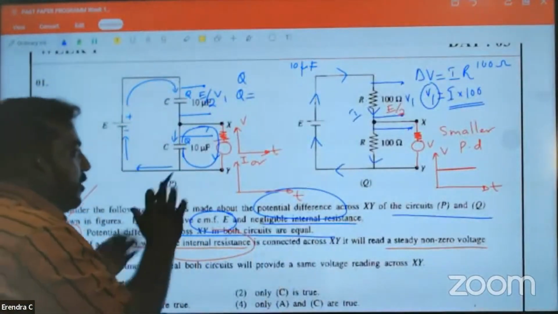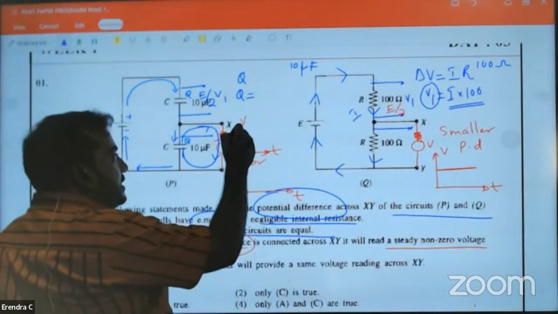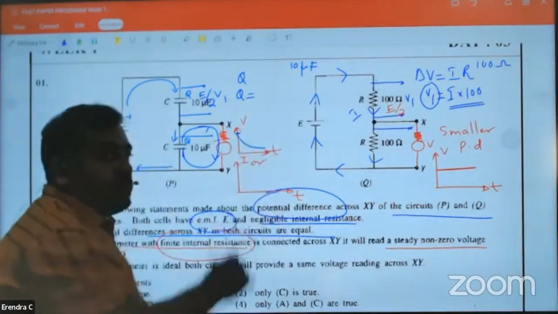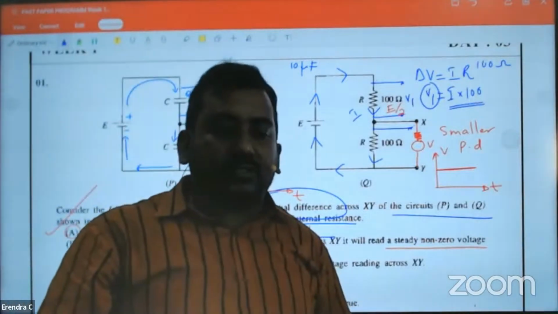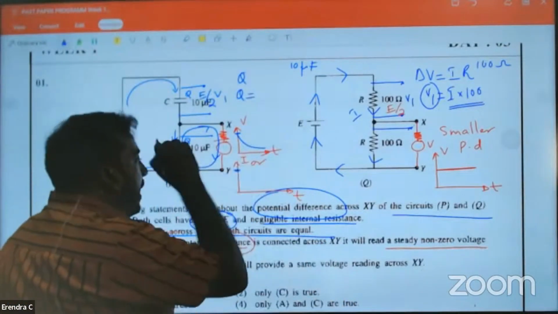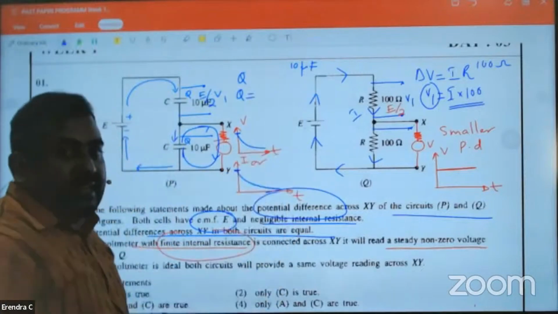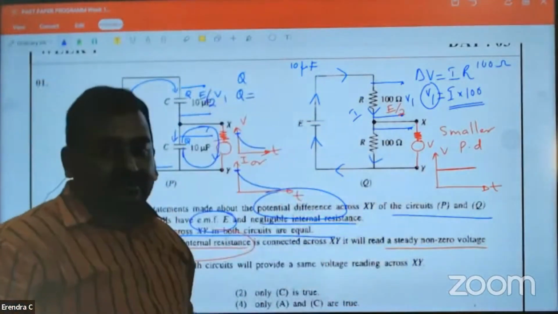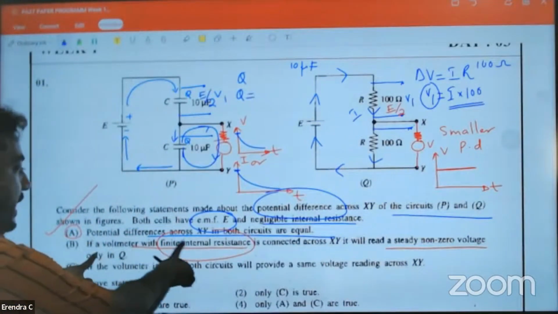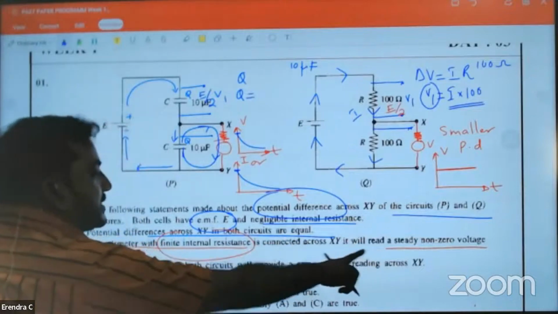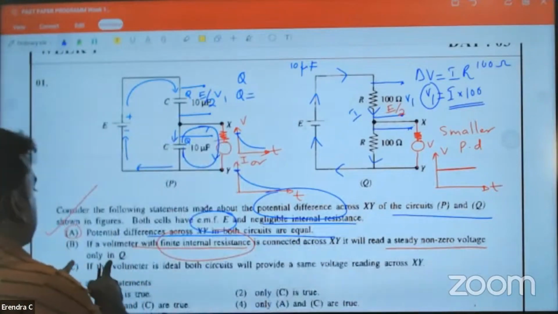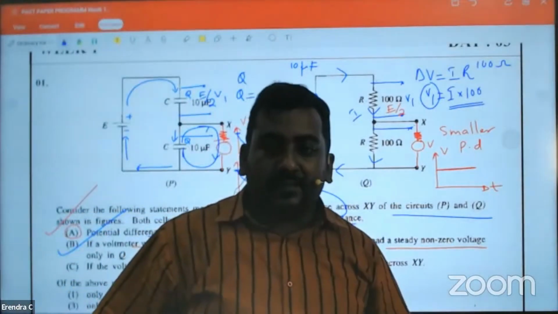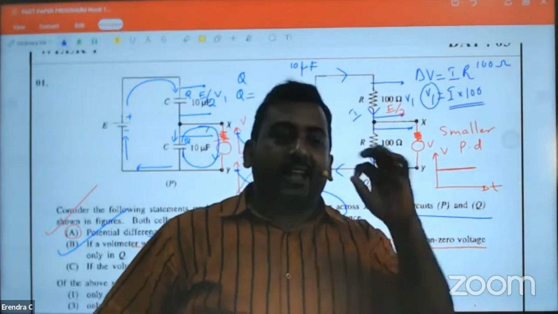Discharge is taking place means there is a capacitor. So remember, the voltage will suddenly reduce. Now, is it going to be steady or non-steady? It is non-steady. If a voltmeter with finite resistance is connected across X, the voltage is only, this is correct. Clear? Understood? Okay, let's write.